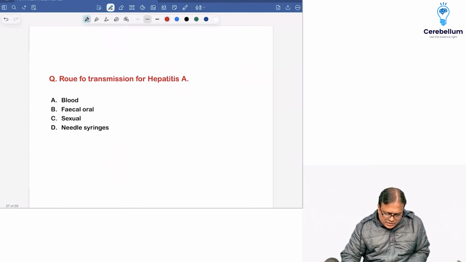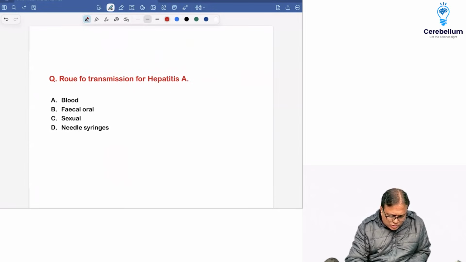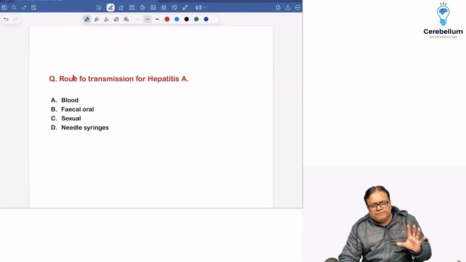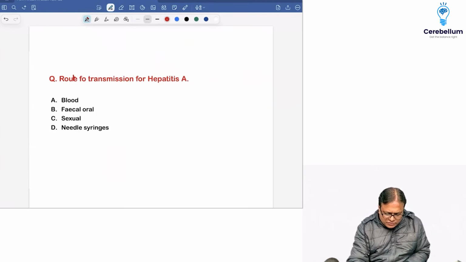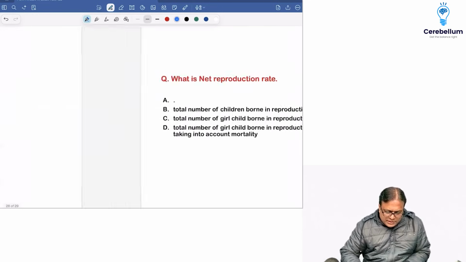Okay. Was there a question? I am not sure this question came, because only one student was insisting in a group that you were asked about the route of transmission for hepatitis A. So I will delete this question. Was there a question on route of transmission for hepatitis A? Such an easy question may not have been there. Please confirm. It has to be from some other subject if route of transmission was not asked. Not asked, right? Okay.